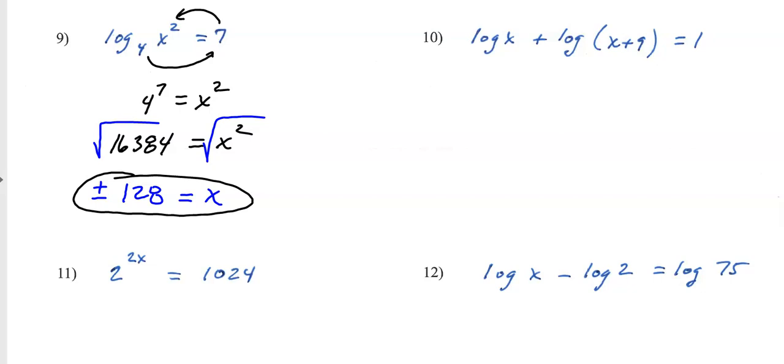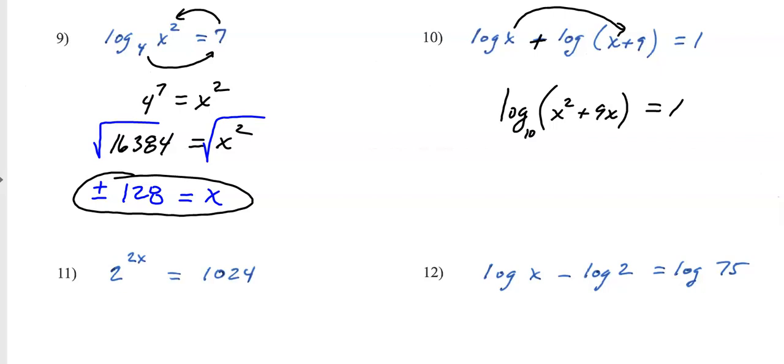All right, next one, I see addition, so I'm thinking multiply. So I'm going to single log it, and it ends up being just x times this, which is x squared plus 9x. X times x plus 9 is x squared plus 9x.